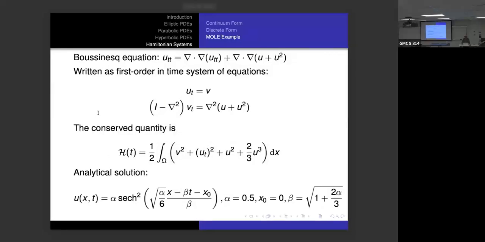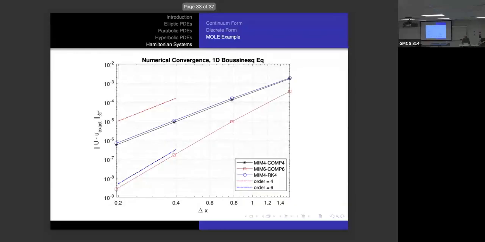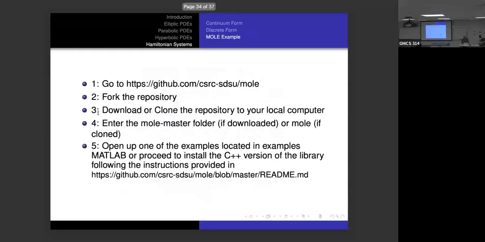Okay. Here is another example, the Boussinesq equation. Again, you write it as a first order system. We have the conserved quantity, we have an analytical solution, and we have the numerical convergence. Everything is fine. And for this one, I don't have the slide for the energy.